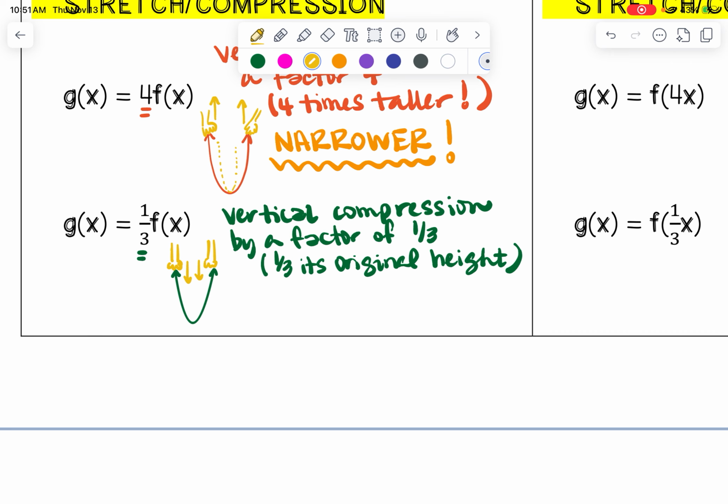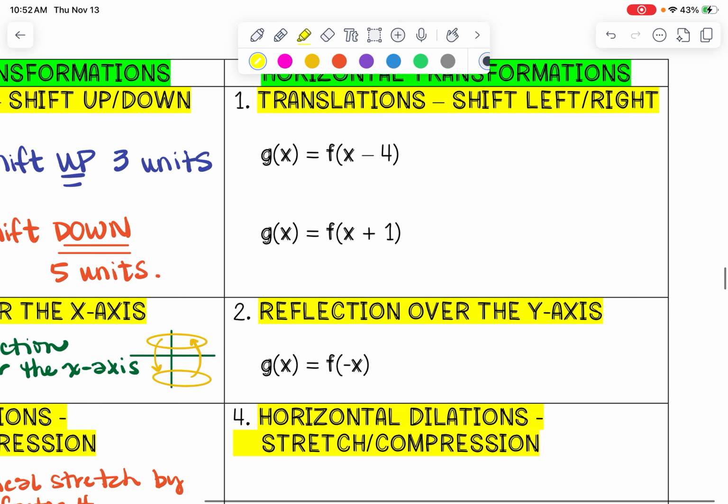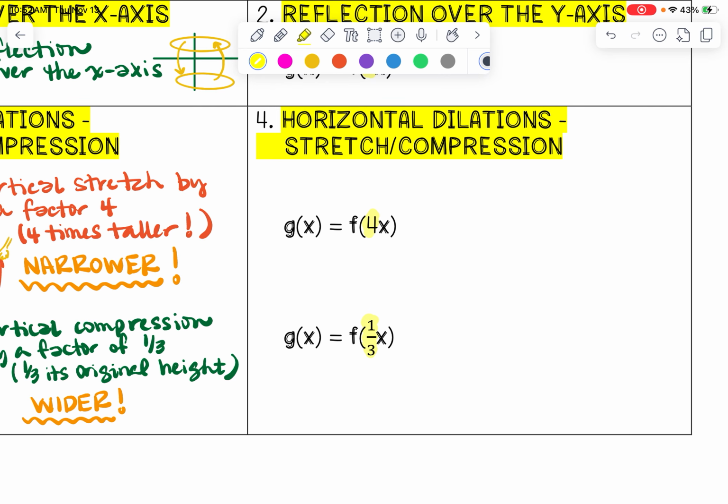Come over here. Let's do horizontal transformations. And again, I know all of these are horizontal transformations because the only thing that's changing is they've put something inside the parentheses with the x. Okay, if I'm inside with the x, I'm affecting it horizontally.